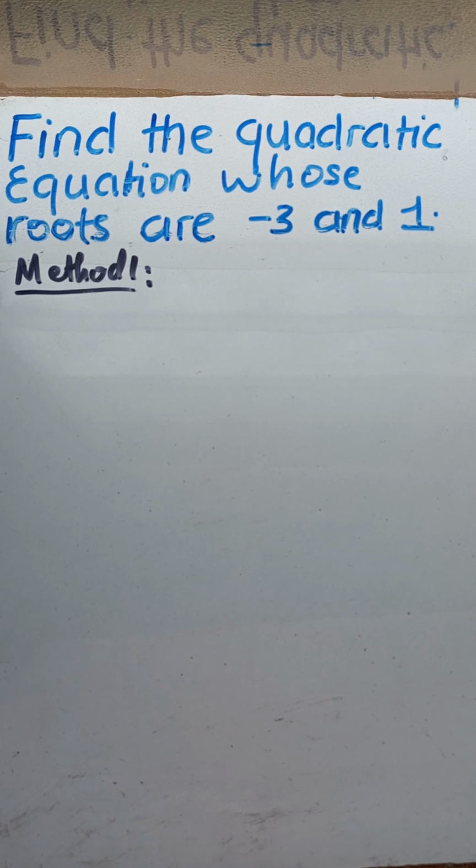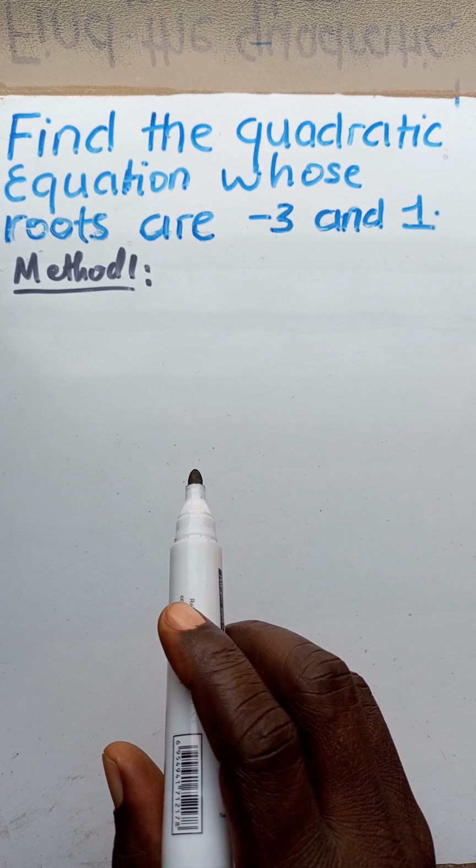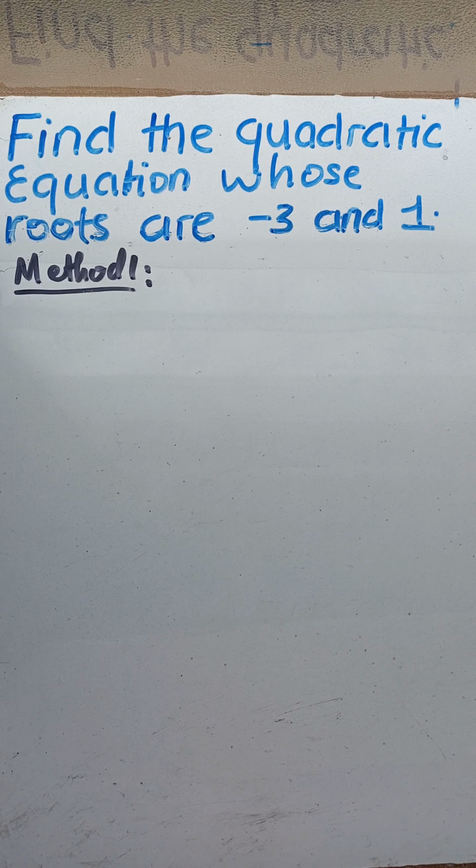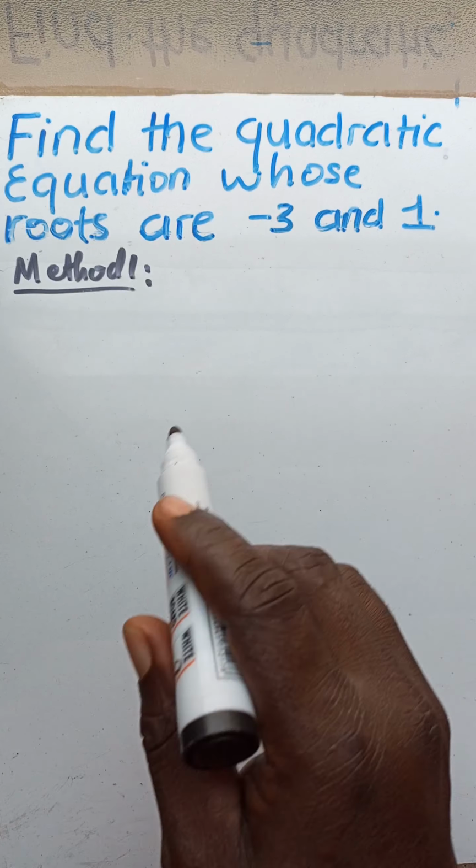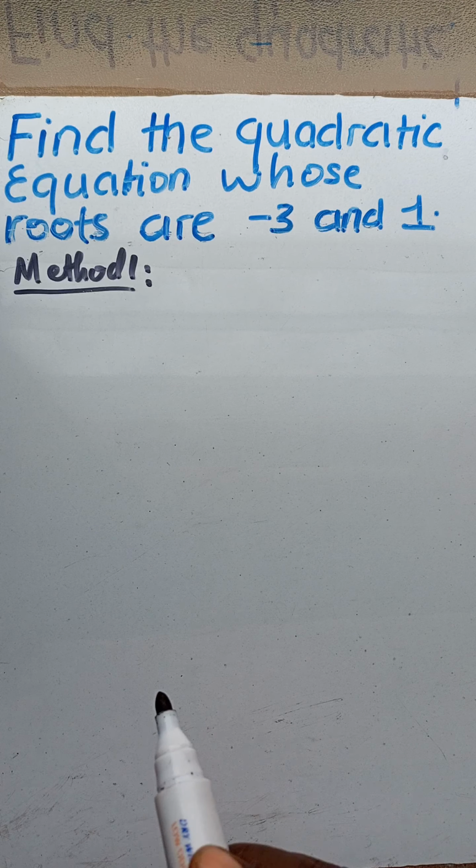Hi, welcome everyone. To find the quadratic equation whose roots are -3 and 1, there are two methods. The first method, we form the corresponding factor from these given roots and then multiply out the two factors.